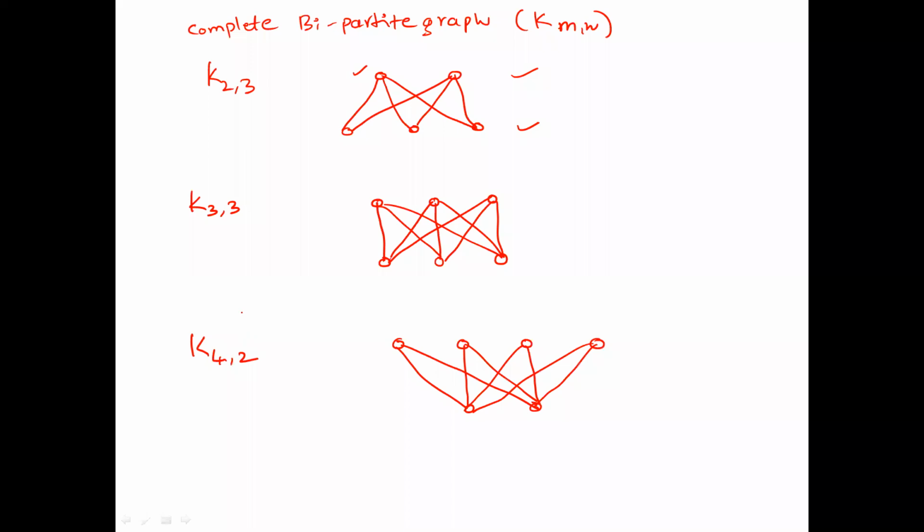Now tell me, out of this, which one is planar? Which one is planar? None of them are planar, or all are planar? K2,3 is planar, sir. K2,3. Okay, K2,3 is planar. Then that's all? Yes, sir. What about K4,2?